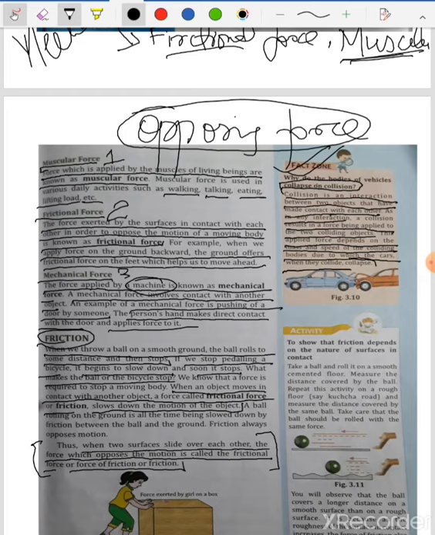Due to this, when the cars collide, they collapse. So actually what happens when the car or something is in motion? It has some energy stored in it. So when they collide, this energy does the work to make the dent, or the collapsing. Are you getting my point? So this collision force is also a contact force.